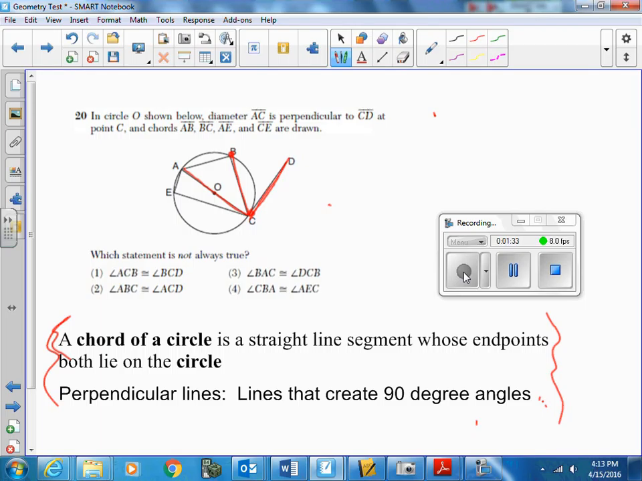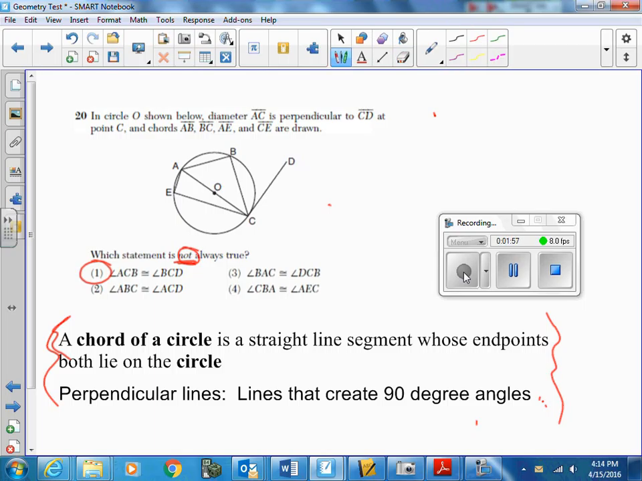And also, pay attention to the fact that it says, is not always true. A lot of times they'll ask questions and say, what's not always true? Which means that the other answers are always true. And in this case, our answer is 1. Angle ACB is not always going to be equal to or congruent to BCD.